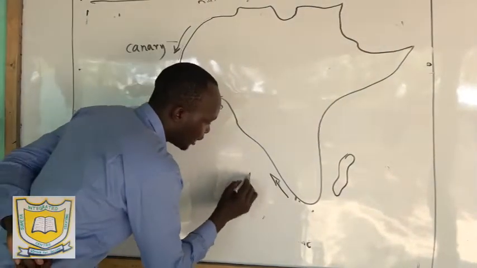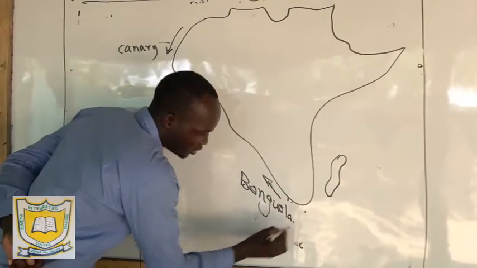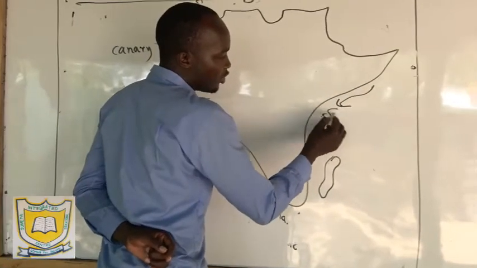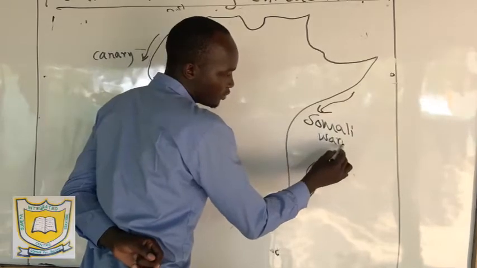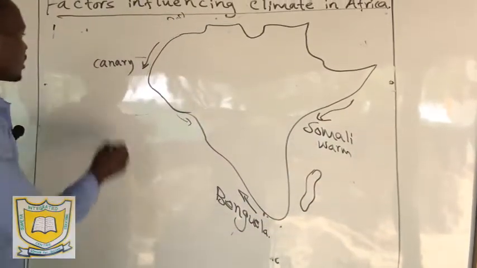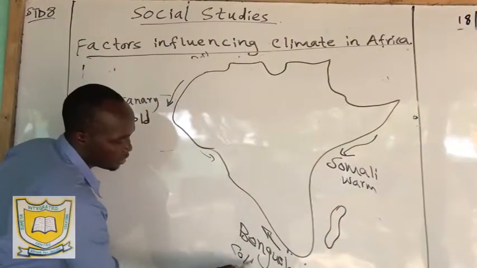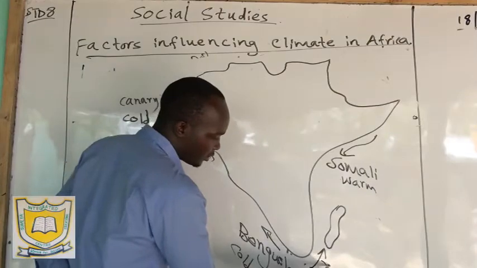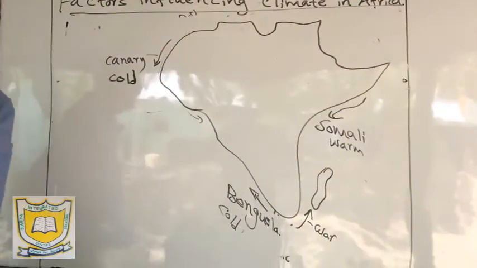This is Benguela. Benguela is here, the Benguela Ocean current. Then here we have the Somali warm ocean current. This is cold, the Canary cold current. Then this one is also cold. And then we have the warm Mozambique current here.